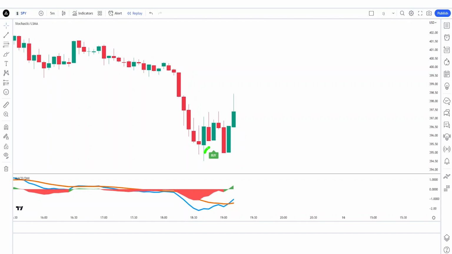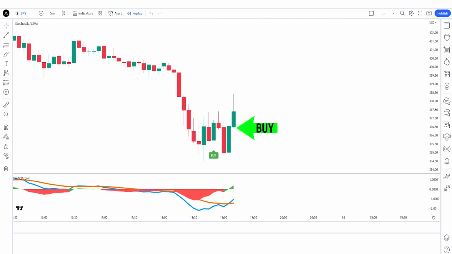So first, the stochastic LSMA indicator gave us a buy signal, which is our first condition for long trade. Second, there is a bullish candle ahead of our buy signal, which is our second condition. Our third condition is that there is a green candle in our MACD indicator, which signals that there is a strong buying pressure in our market. And our fourth and last condition is that the blue line crossed the orange line upwards, which is yet another signal for strong buying pressure.